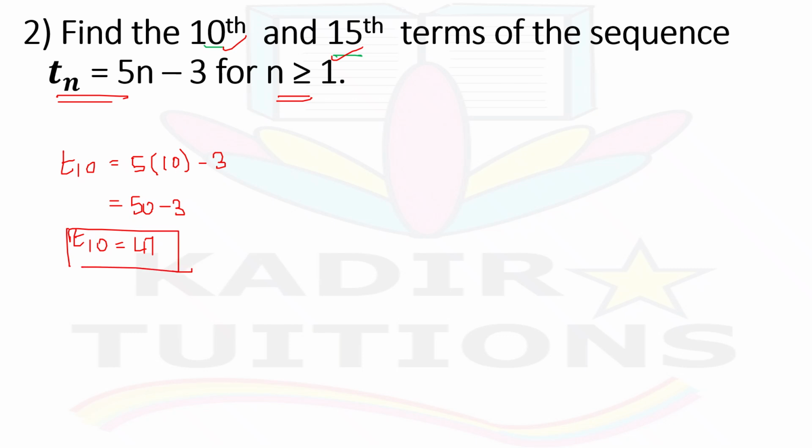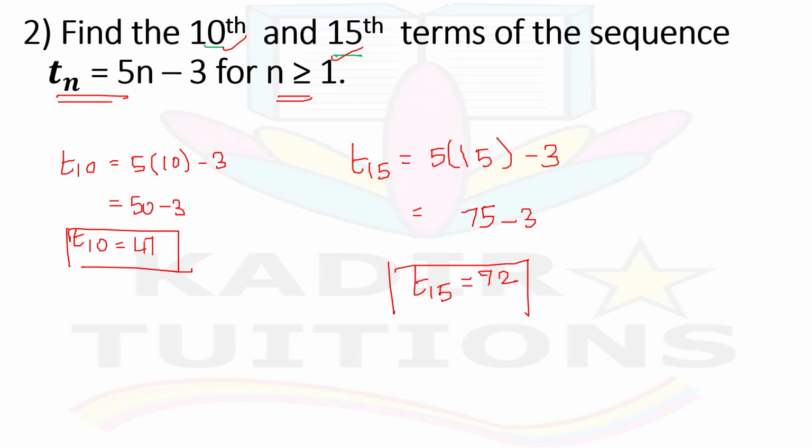So now can we find the T15 term? T15 equal to 5 into 15 minus 3. So 5 into 15 you will be getting 75. 75 minus 3. So the 15th term is 72. So this is the answer for this problem. We'll see the next question.